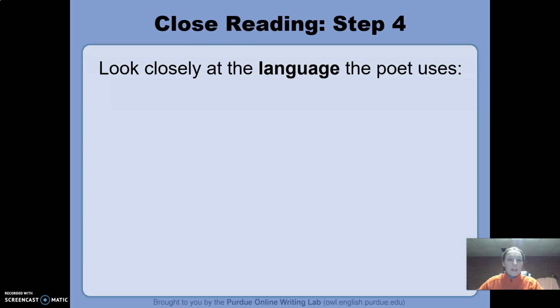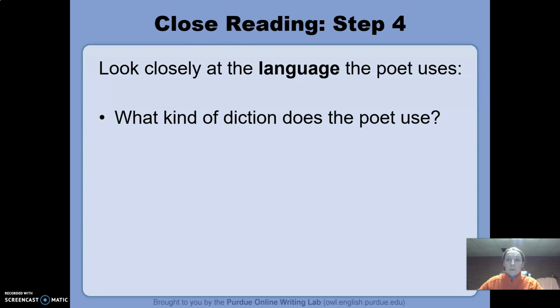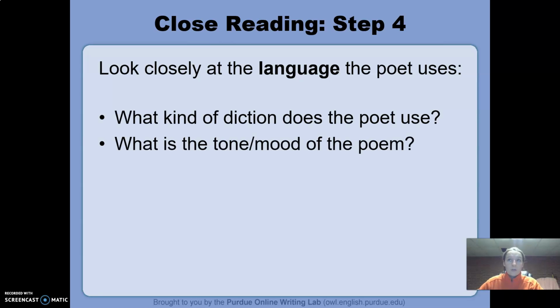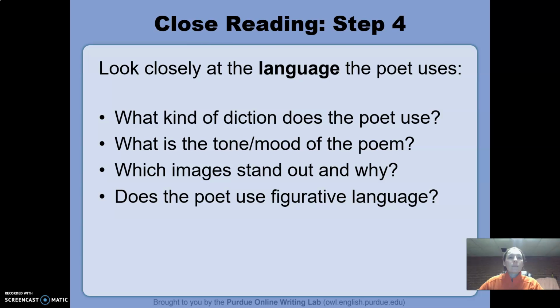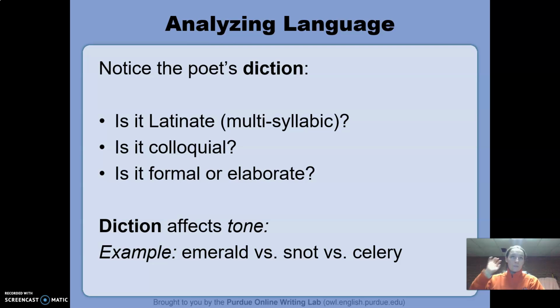Step 4, look at the language the poet uses. What kind of diction does the poet use? What's the tone and mood? What images stand out? Why? Do they use figurative language? Okay, so I feel like diction is a little bit more familiar with you guys because by now you've gone through English 111 and 112. You should have talked about language and rhetoric some. So I don't want to spend a lot of time, but pay attention to it because it gives you clues.